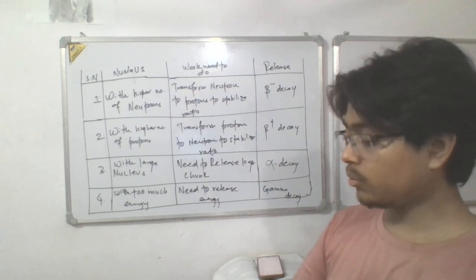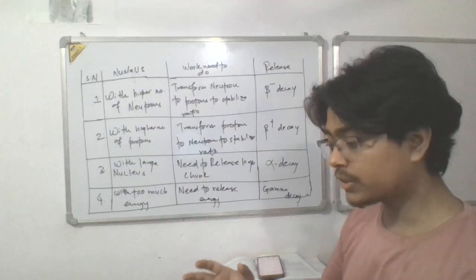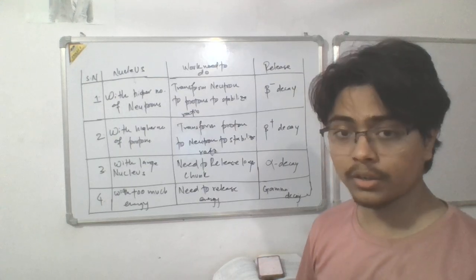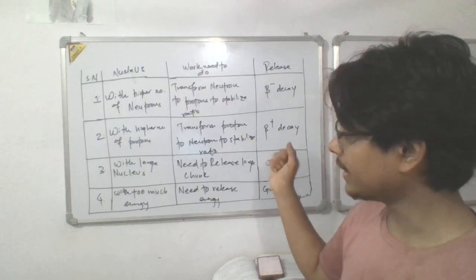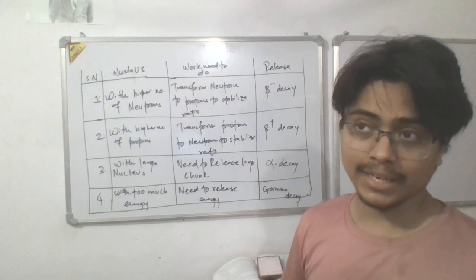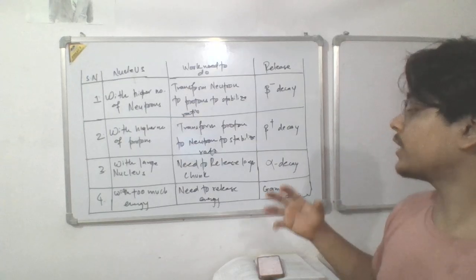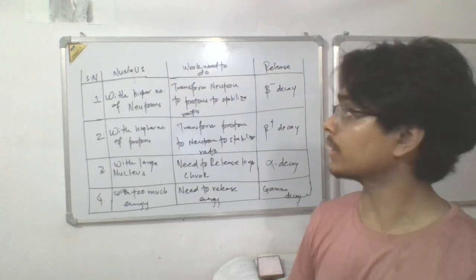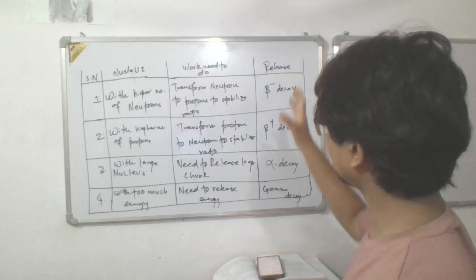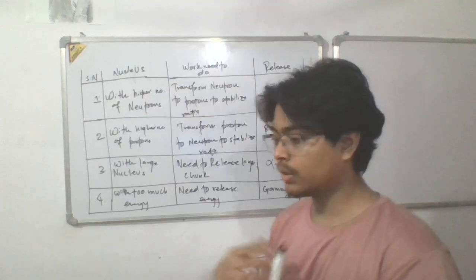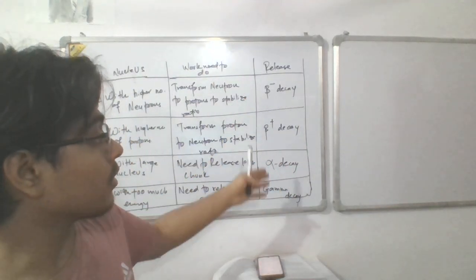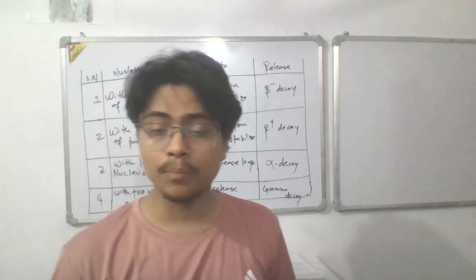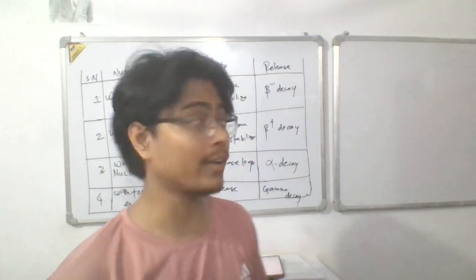Similarly, when a nucleus has too much energy, or it has just undergone alpha decay or beta decay and has a lot of energy inside the nucleus, then it needs to release that energy, and in that condition, gamma decay happens. Okay, so this is the overall scenario, the different scenarios where different kinds of decay happen in radioactivity.